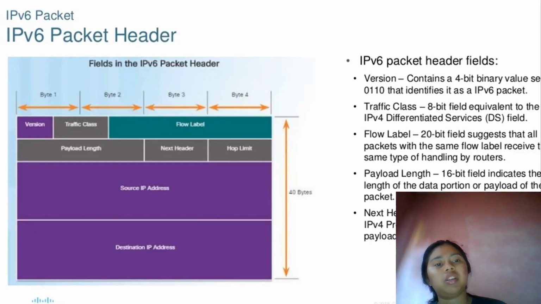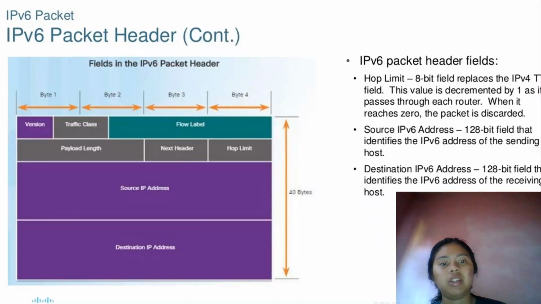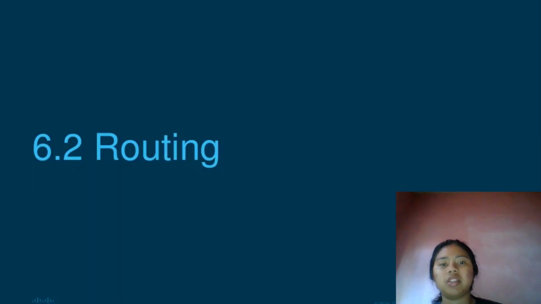IPv6 packet header fields: version, traffic class, flow label, payload length, and next header. IPv6 packet header fields: hop limit, source IPv6 address, and destination IPv6 address.